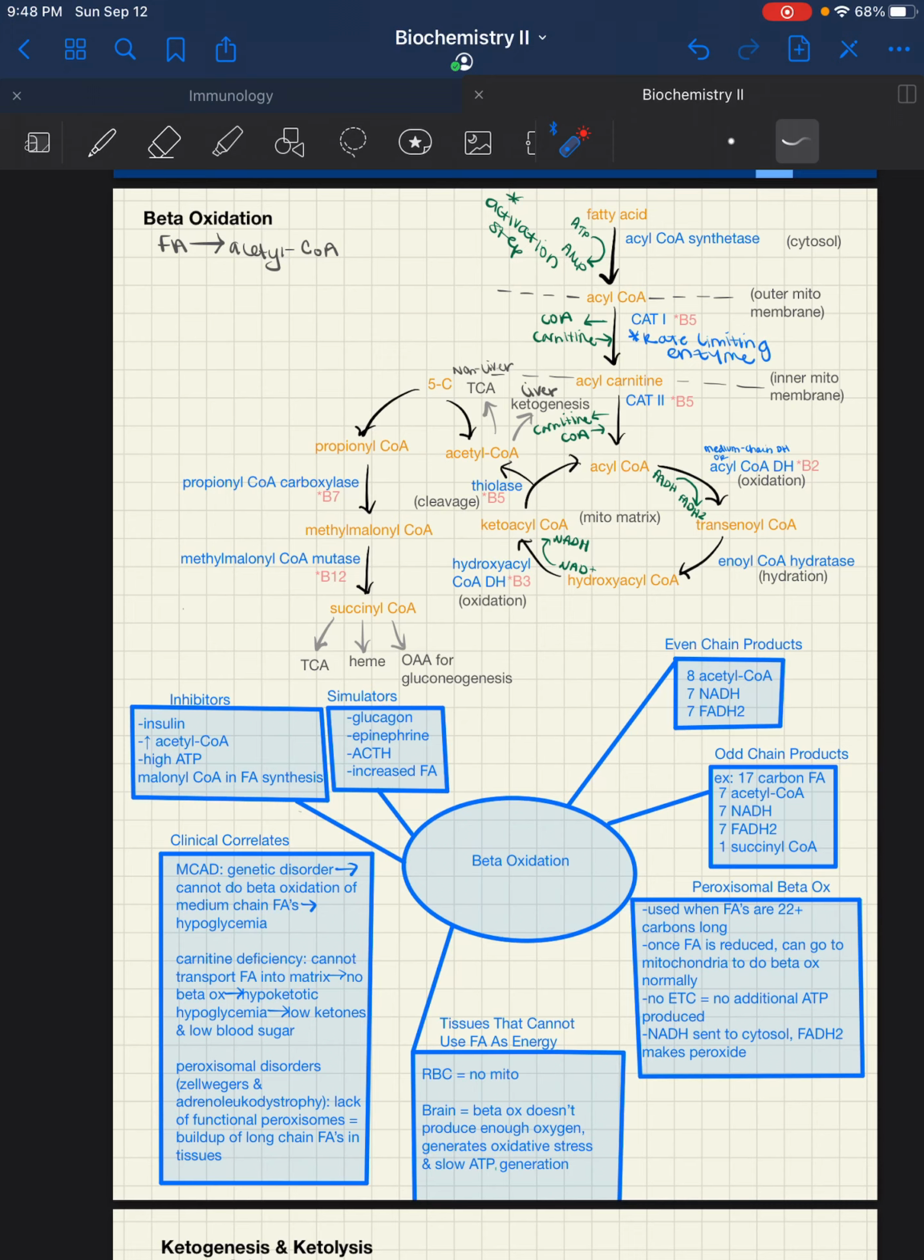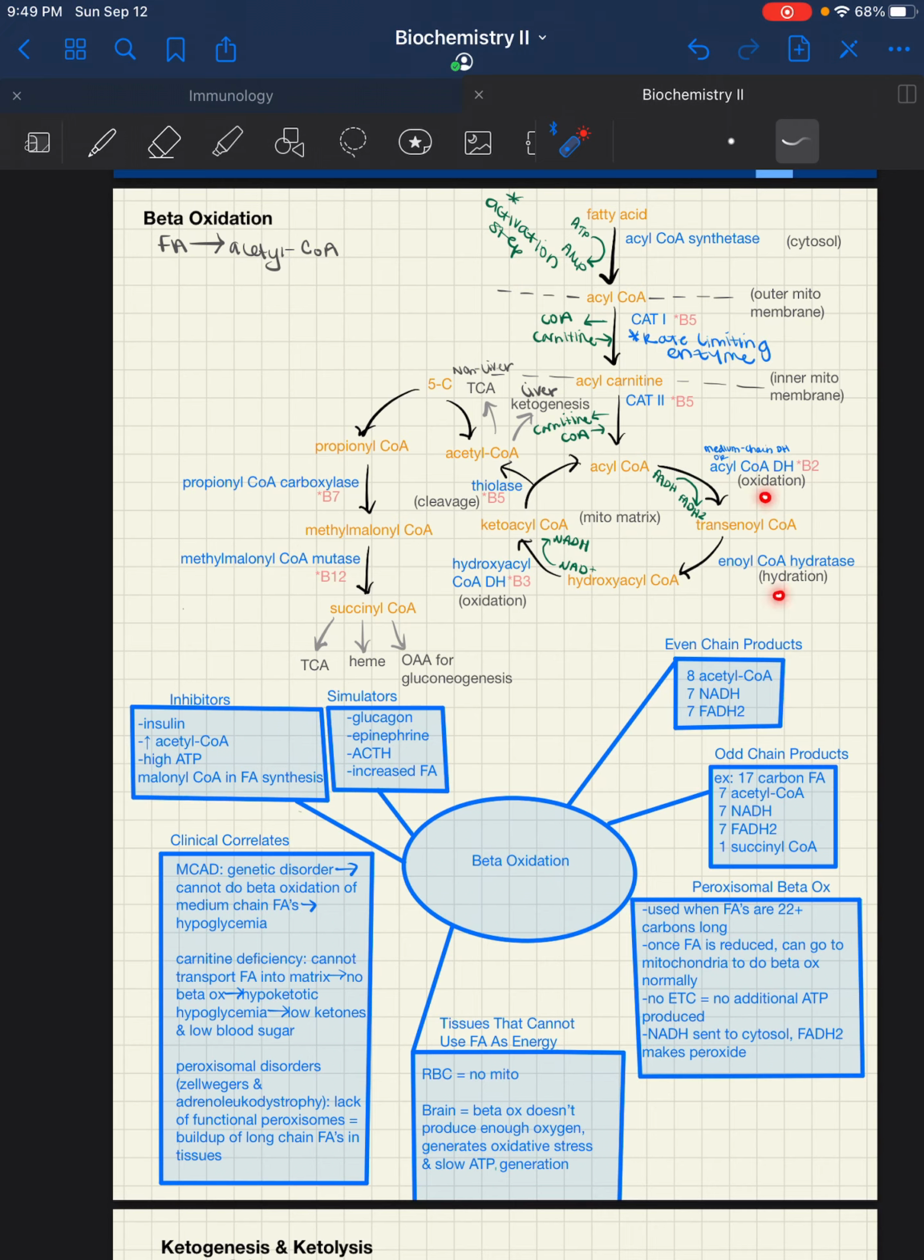Acetyl-CoA is going to use medium chain dehydrogenase, MCD, or acetyl-CoA dehydrogenase to turn into trans-enoyl-CoA. Trans-enoyl-CoA is going to use enoyl-CoA hydratase to turn into hydroxyacetyl-CoA. Hydroxyacetyl-CoA is going to use hydroxyacetyl-CoA dehydrogenase to turn into ketoacetyl-CoA. And ketoacetyl-CoA is going to use thiolase to turn finally into acetyl-CoA.